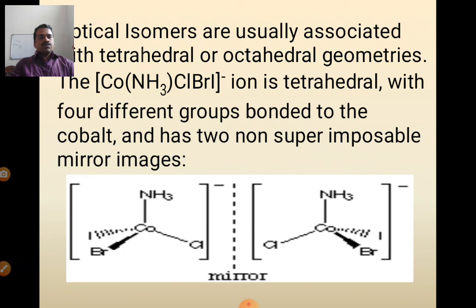Okay. So optical isomers are called enantiomers. So enantiomers are the non-superimposable mirror images of each other. So in this case we have shown the two isomers, we may call them enantiomers of this complex, and these are exact mirror images and these are non-superimposable also.